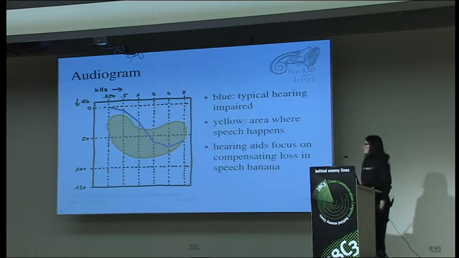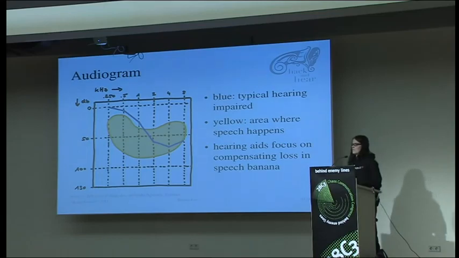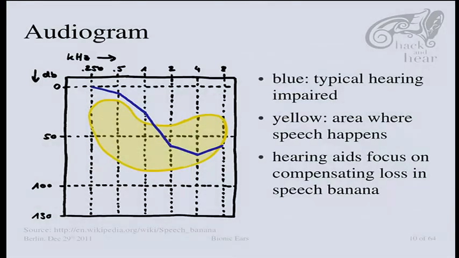Another thing is the area where speech takes place. This is actually called the speech banana. That's a technical term for it. It varies, of course, according to the language and the speaker. For example, female speakers have a slightly different curve than male speakers. And this is the area where hearing aids target, because they are used to make you understand speech again, so they focus on this area.